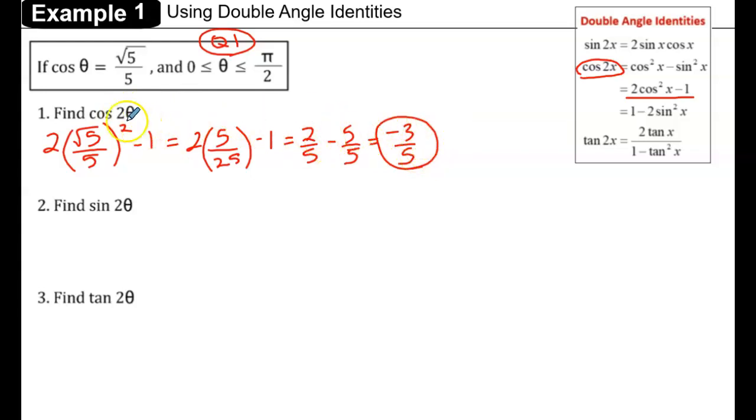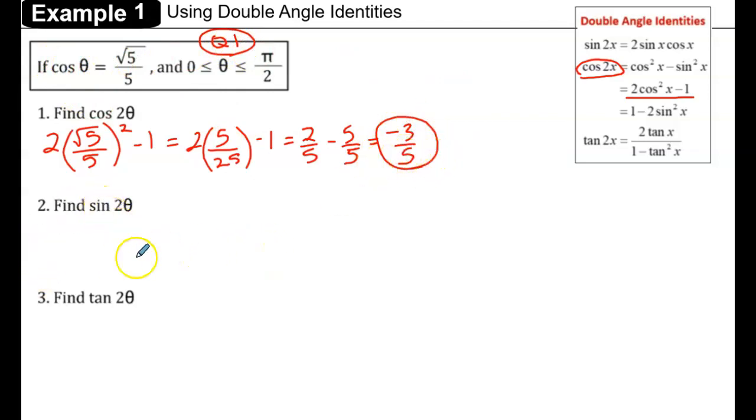Now, don't get confused about our given information that theta is between 0 and pi over 2 inclusive in quadrant 1. Right? The fact that this is negative tells us that the cosine of 2 times theta, that's double the angle, is actually in quadrant 2. Right? If we double theta from quadrant 1, we end up in quadrant 2 where cosine is negative.